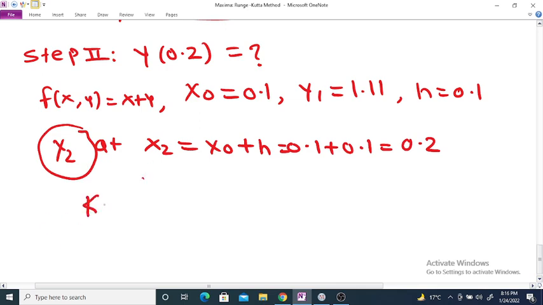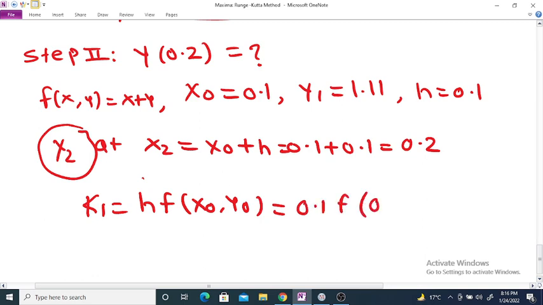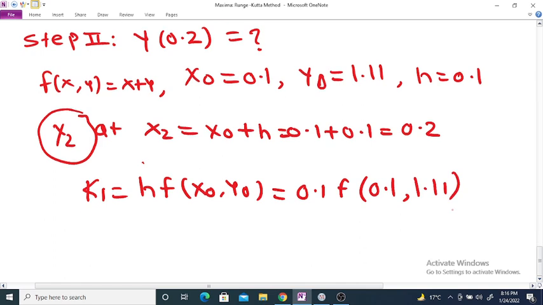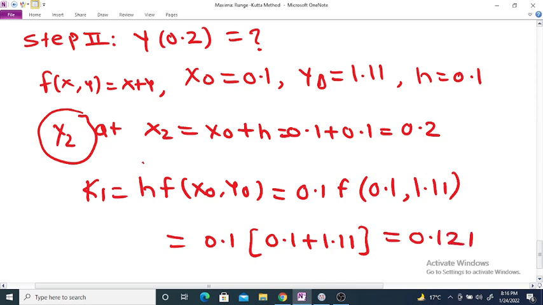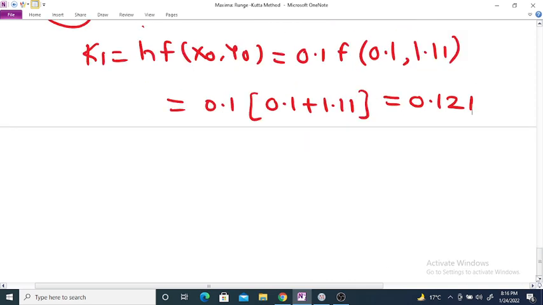First, k1 is equal to h f of x0 y0. h is 0.1, x0 is 0.1, and we assume y0 is 1.11. Here f of xy is x plus y, so 0.1 plus 1.11 is 1.21. Multiplying by h, we get 0.121, and therefore k1 is equal to 0.121.